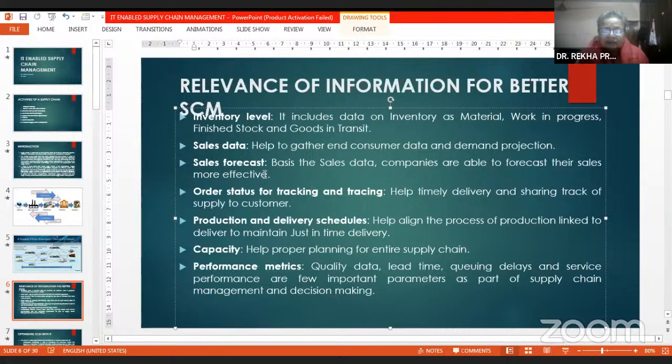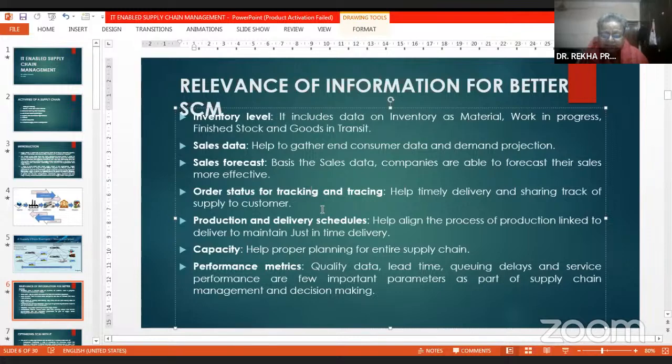Then the order status for tracking and tracing. This helps you in timely delivery and keeping track of supply to the customer. Then maintaining production and delivery schedules. Because of the transparency, because you are able to see how things are moving, just by sitting at one place, you know what is happening in the total supply chain, and this will help you in maintaining your production and delivery schedules.